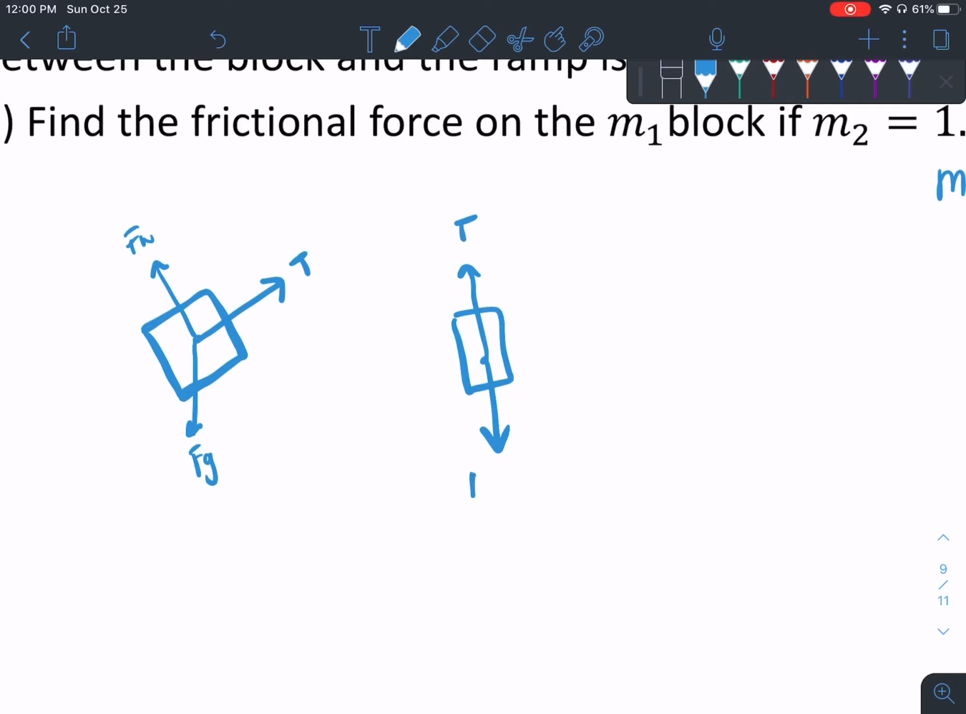So if this is M2G, we can immediately go ahead. We know that M2G is going to be equal to tension. That isn't changing. So M2 was 1. So 1 times 9.81 is equal to our tension. So our tension force is equal to 9.81 newtons.